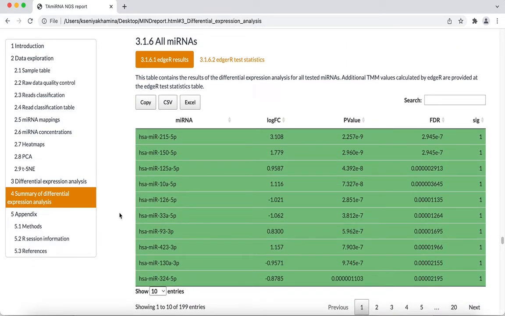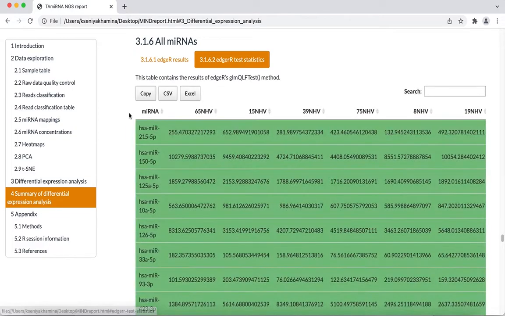3.1.6 provides an overview that contains the results of the differential expression analysis for all tested microRNAs. Additional TMM values were calculated by edgeR and are provided here in the edgeR test statistics table. So 3.1.6.1 reflects the edgeR results. One can either download this table or simply search here. 3.1.6.2 provides information on the edgeR test statistics.